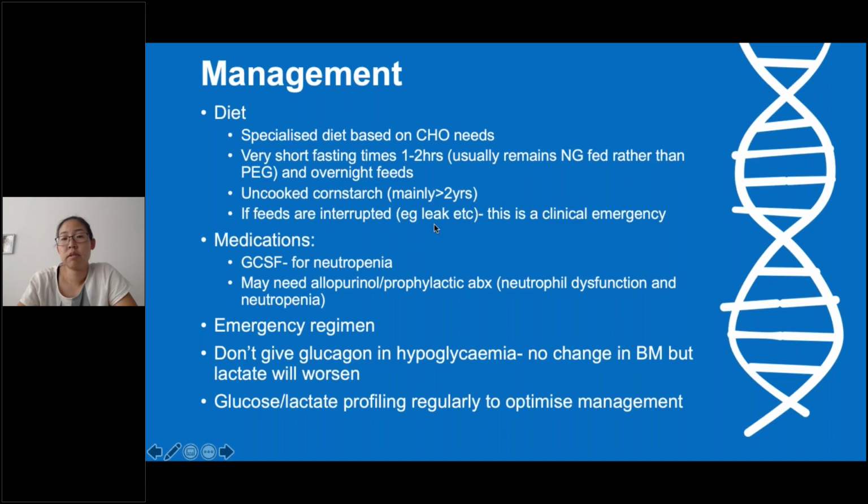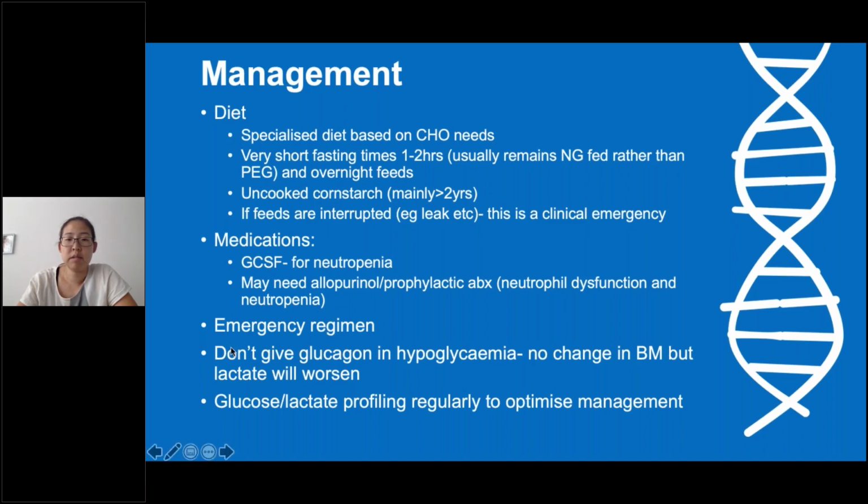If feeds are interrupted, so if it leaks, let's say because they're NG fed, this is a clinical emergency. So a lot of times we let them go home with one of those enuresis blanket things that they lie on. So if there are any leaks, you know immediately. Certain medications that they are on: GCSF for patients with persistent neutropenia, they may need allopurinol and prophylactic antibiotics. The allopurinol is for the raised uric acid. The prophylactic antibiotics is mainly for the neutrophil dysfunction and neutropenia. And they're always given an emergency regimen.